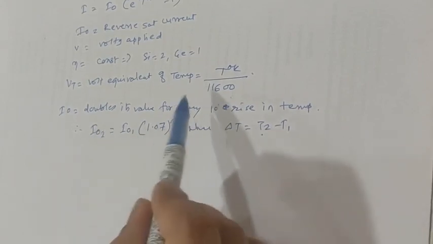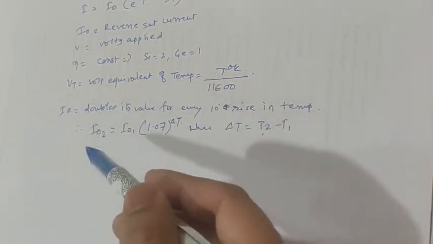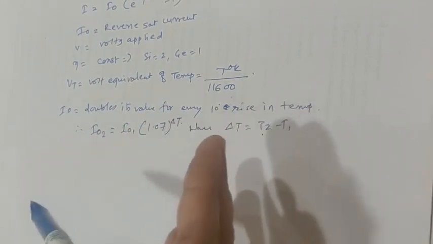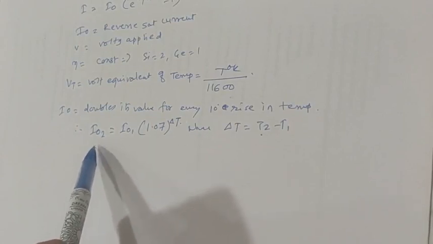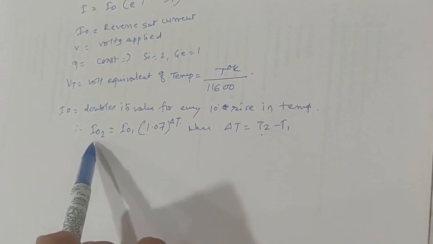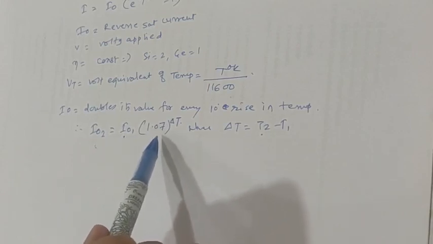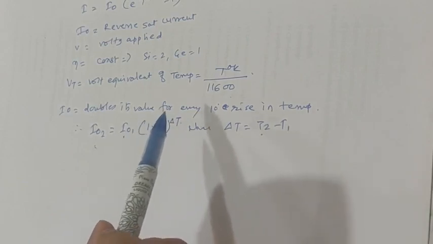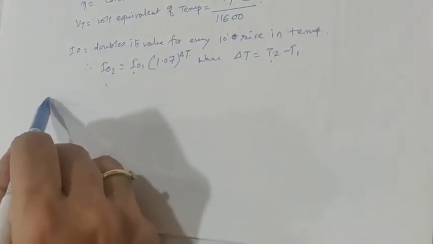Because if the temperature changes, of course the I0 value is going to double, but you don't know whether the temperature is increasing in the multiples of 10. It can rise to any intermediate value also. So you should have the formula to calculate the new reverse saturation current if there is a change in temperature. So the new reverse saturation current is equal to the old reverse saturation current multiplied by 1.0 to the power delta T, where delta T is the difference between the temperatures. Okay, now let us consider the numerical based on it so that you will understand.